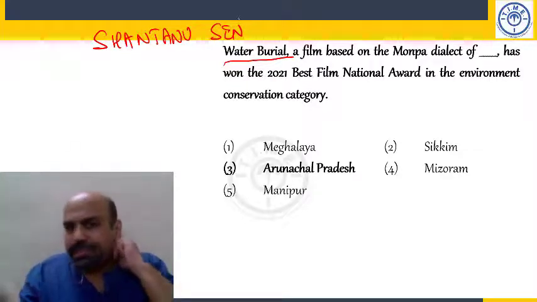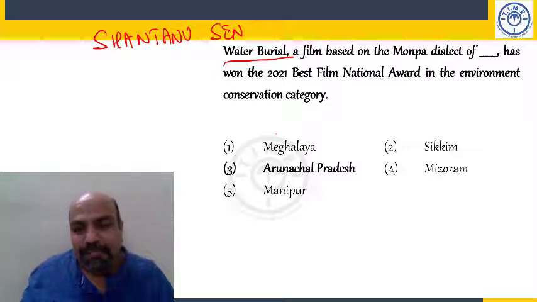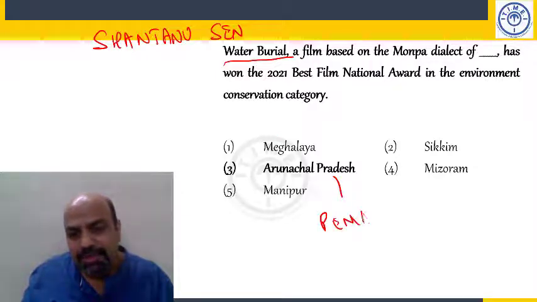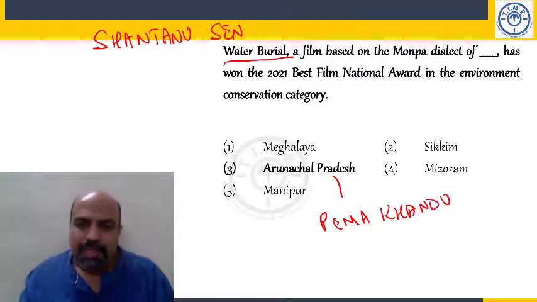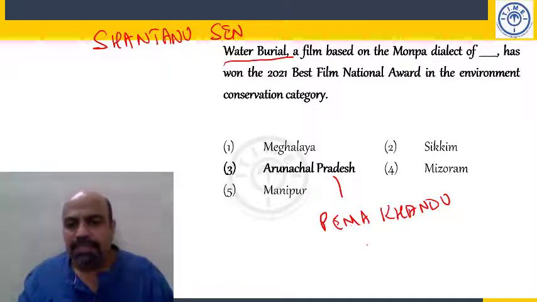If you want the names of the chief ministers, since we are here, Pema Khandu, it's not related to the question, but let's write it down. The capital is Itanagar and the chief minister is Pema Khandu.